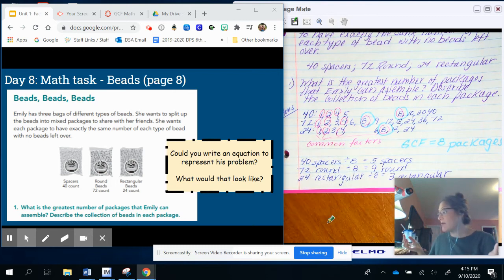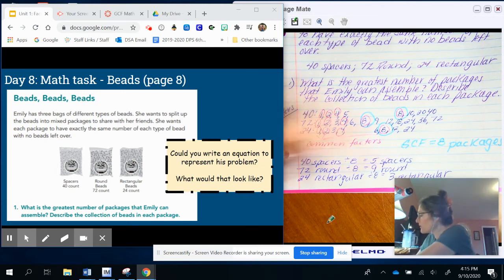Great. So we found out how many packages. We found out how much of each type of bead in each package, but we haven't done anything with an equation yet. So we're going to have to move this on to the back side of page 8 in order to get an equation. Let's go there now.